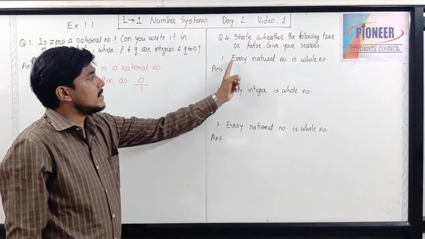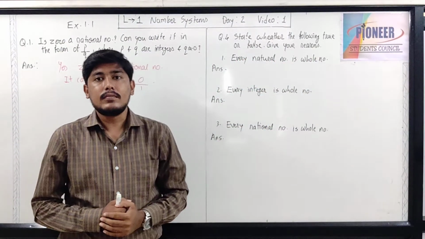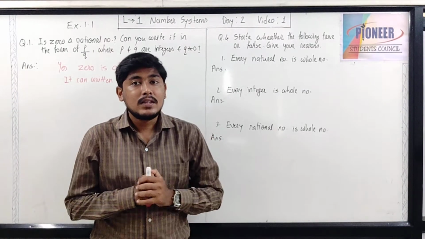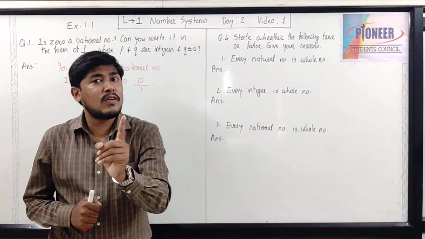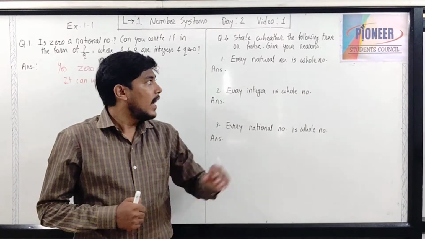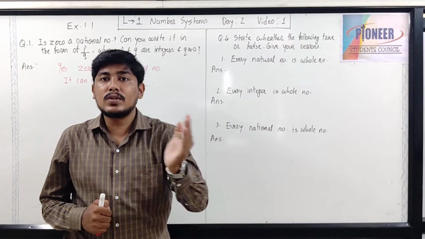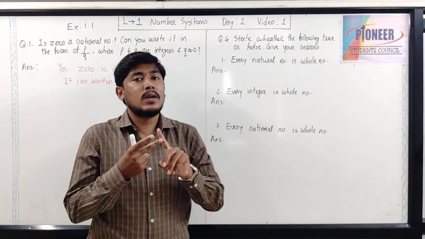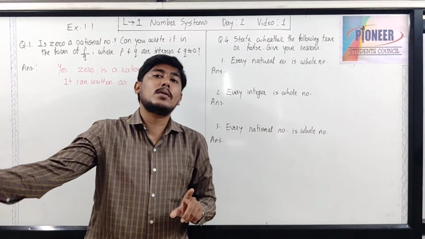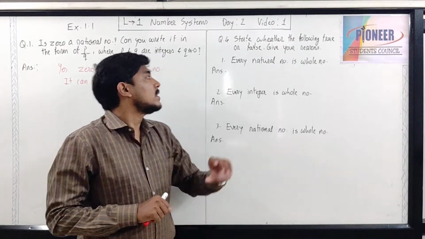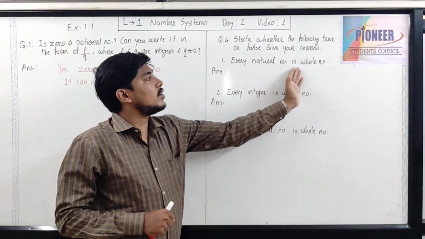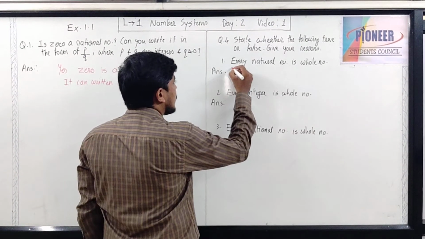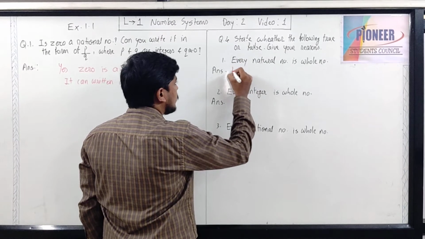Okay. So the first statement is: every natural number is a whole number. Is it true or false? Yes, natural numbers start from 1, 2, 3, 4, 5, and whole numbers start from 0, 1, 2, 3, 4, 5. It means all natural numbers are included in whole numbers. Therefore, we can say that every natural number is a whole number. So the given statement is true. So we will write true.